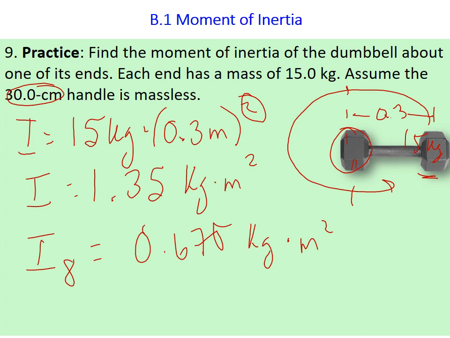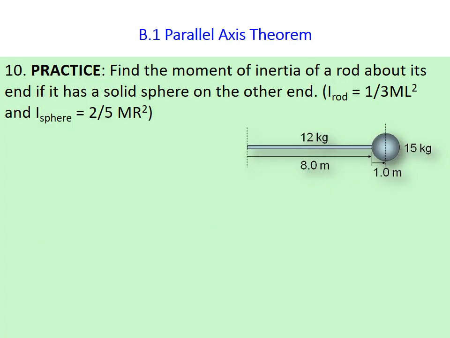Finally, practice problem number 10, the hardest one on here. Okay, so practice number 10. Find the moment of inertia of a rod about its end if it has a solid sphere on the other end. We're given an equation for the moment of inertia of a rod. It's equal to 1/3 ml squared. And we're given the equation for the moment of inertia of a sphere, which is 2/5 mr squared.